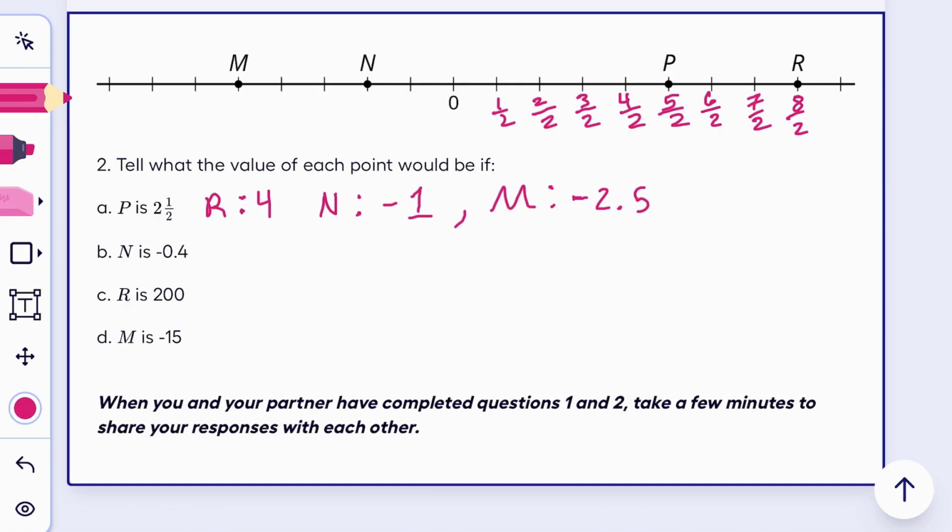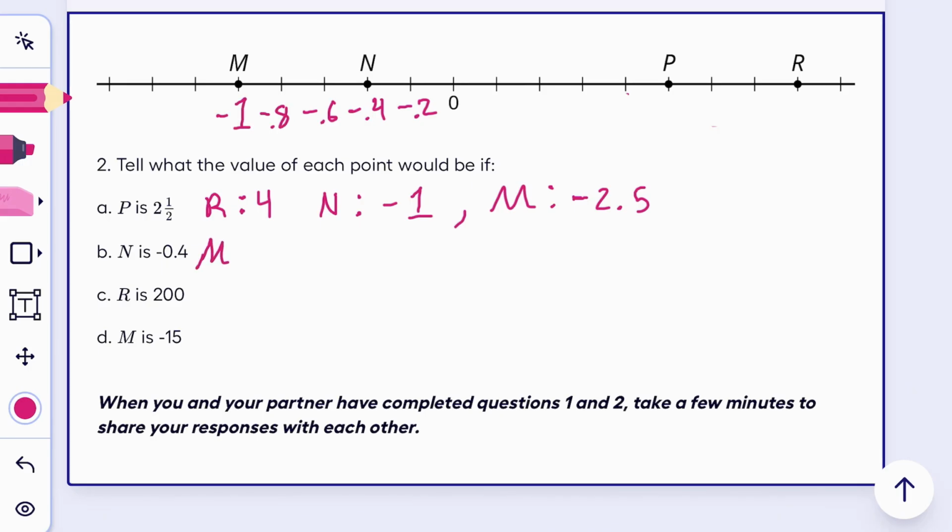For the next one, B, N is -0.4. So if N is -0.4, then that means each tick mark is going by 0.2. M is -1. So since P is the opposite, P would be +1. And R would be 0.2, 0.4, 0.6, 0.8, 1, 1.2, 1.4, 1.6.